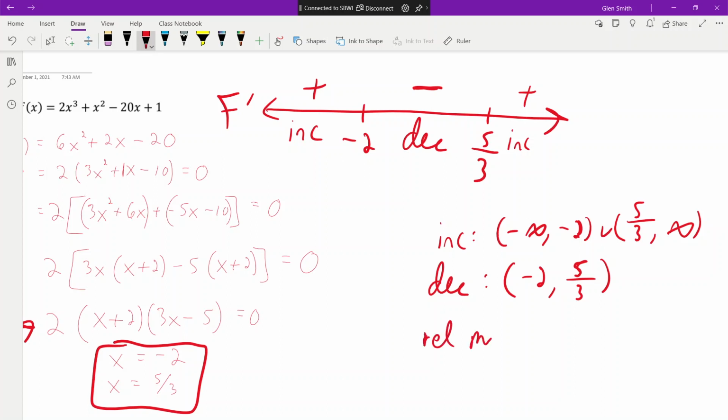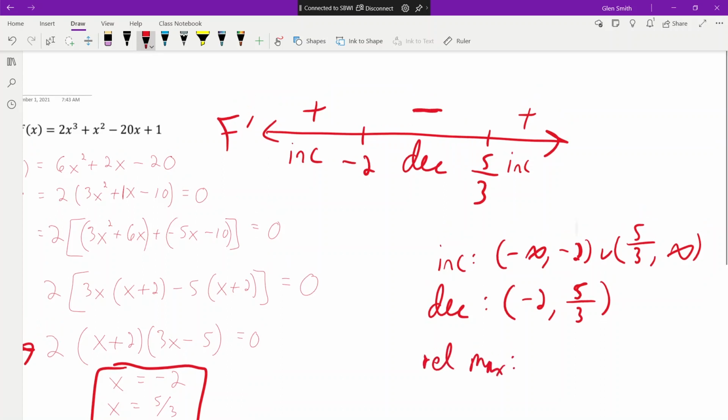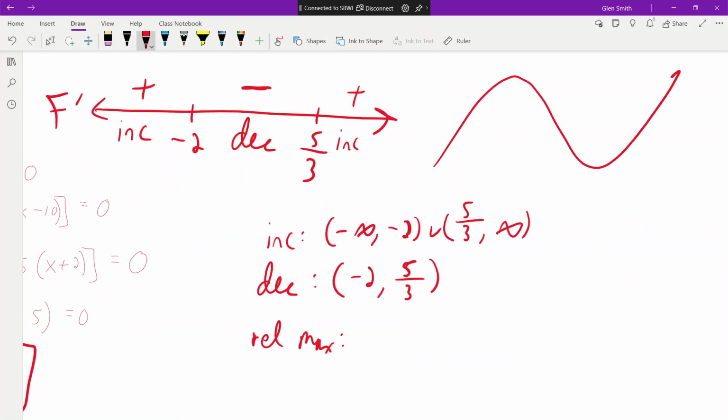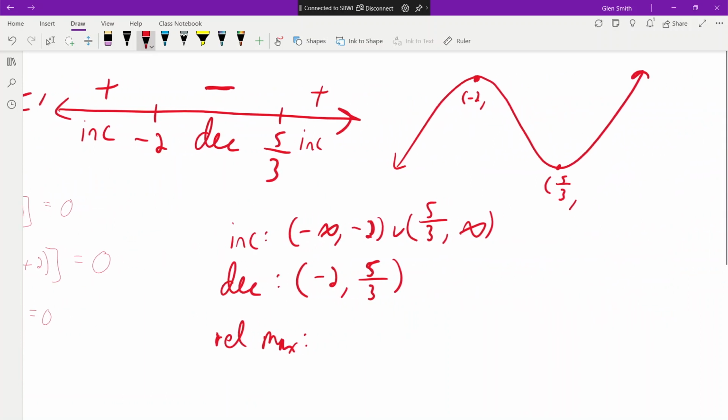There's a relative max when it changes from increasing to decreasing. So this is what this tells me the graph is doing. It's increasing, decreasing, increasing. This point here is negative 2 something. This point here is 5/3 something. I hope that makes sense too, because it's a cubic. So you see it goes up, down, up. That's what cubics do. Well, some cubics do.